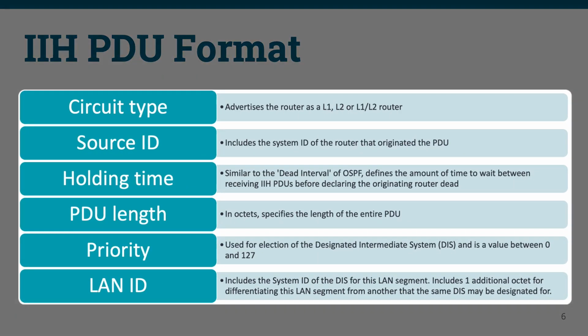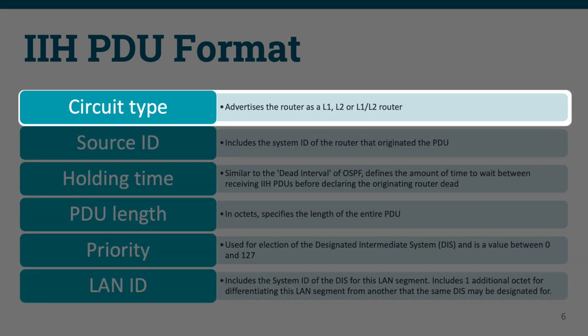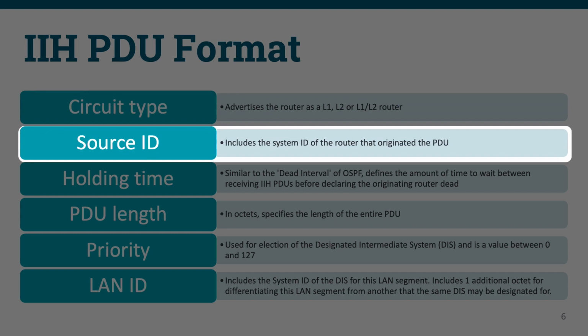Here, we have the 6 fields of an IIH PDU. The circuit type simply specifies whether the originating IS is able to form level 1, level 2, or both level 1 and level 2 adjacencies. The source ID simply contains the system ID of the originating router. The system ID is similar to the router ID in OSPF, a unique identifier for the local device which is not duplicated anywhere in the autonomous system.